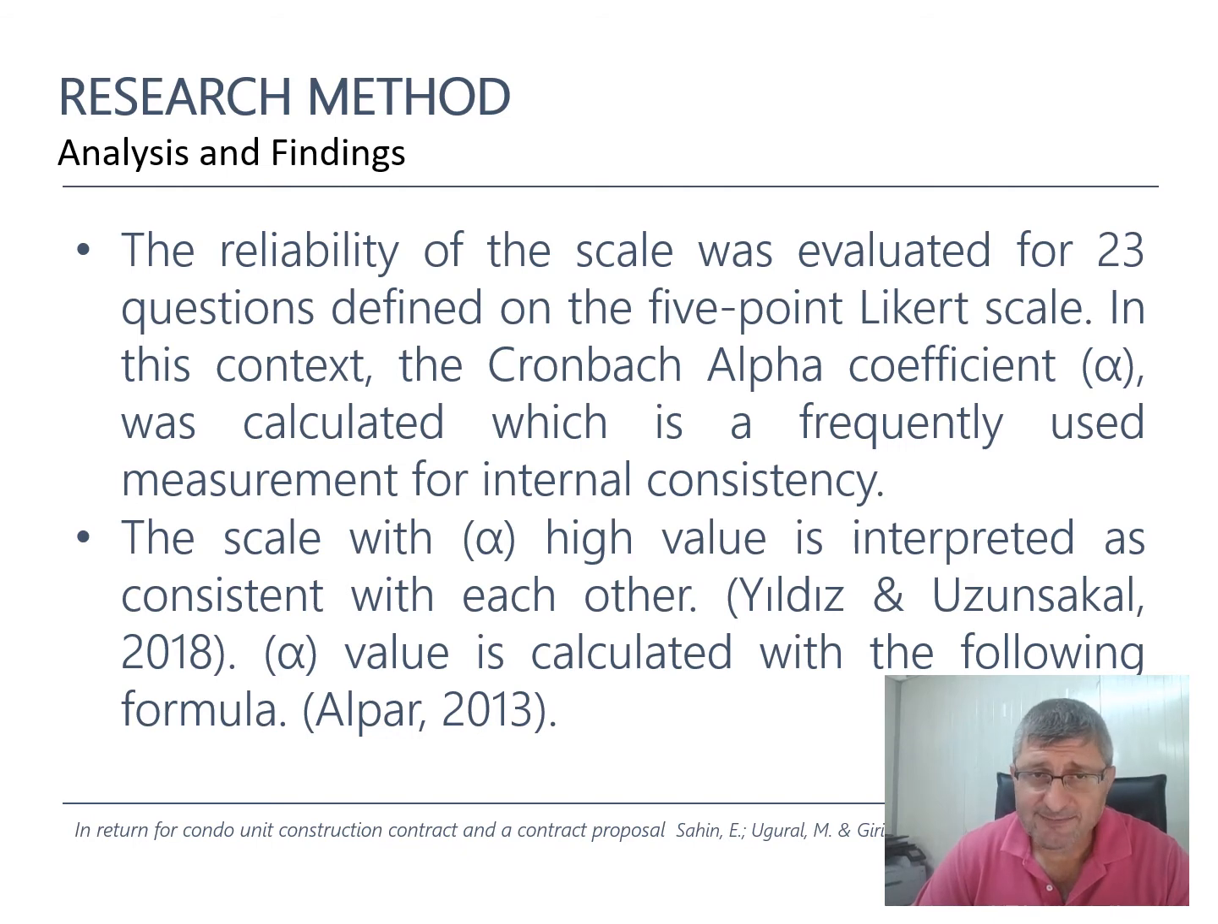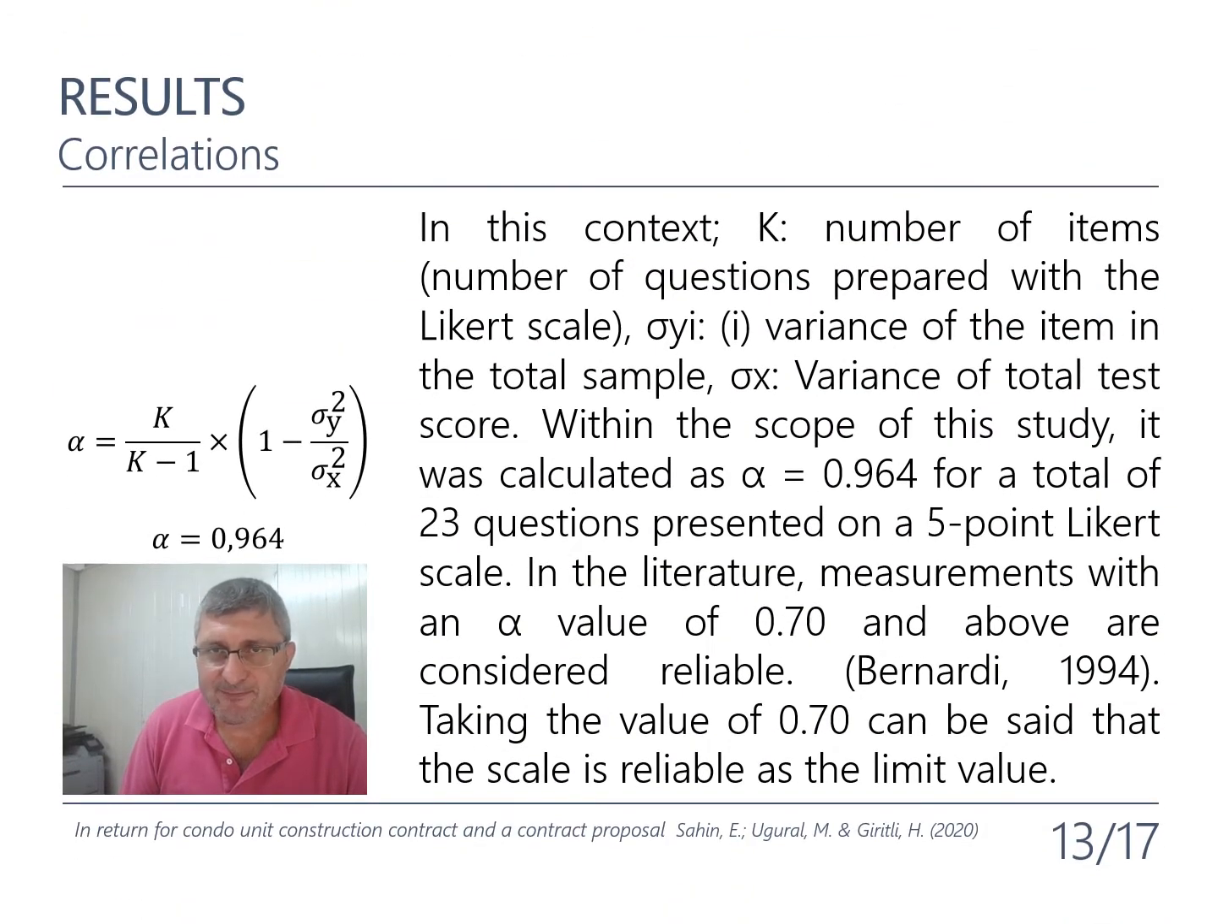The alpha value is calculated with the following formula, where K is the number of items, sigma yi is the variance of the item in the total sample, and sigma x is the variance of the total test score. Within the scope of this study, alpha was calculated as 0.964 for a total of 23 questions on the 5-point Likert scale.